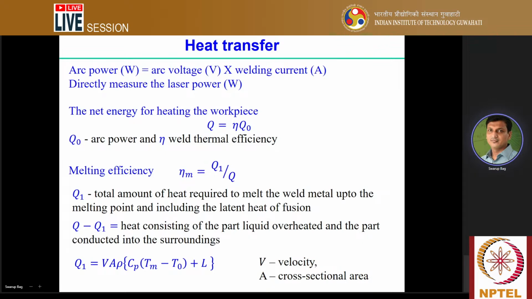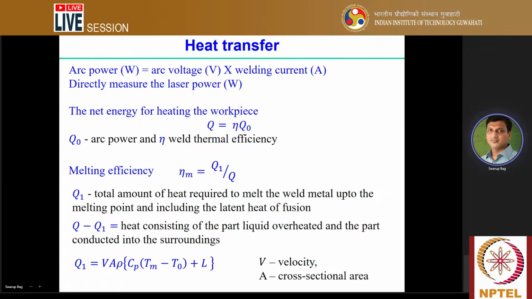Now Q1 can be calculated like that. We can assume that Q1 is the energy responsible to raise the temperature from the initial temperature to the melting point temperature. So that's the specific heat we can consider, Cp into Tm minus T0, where Tm is the melting temperature and T0 is the initial temperature, to raise the temperature from initial to the melting point temperature.